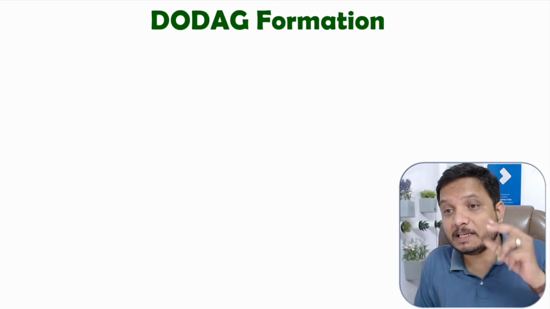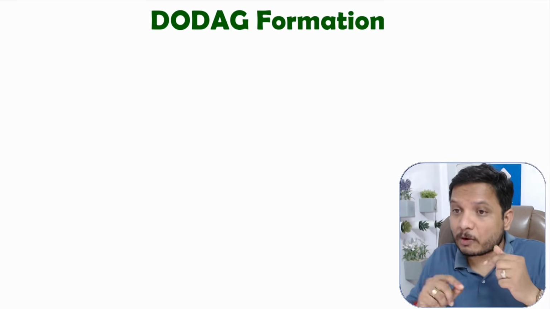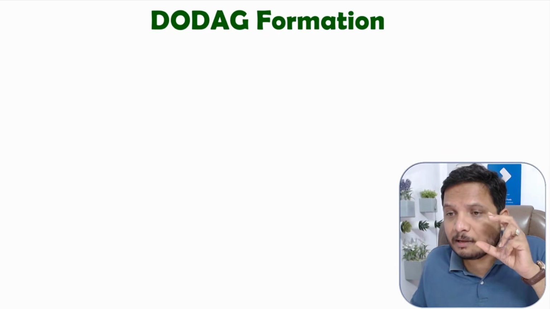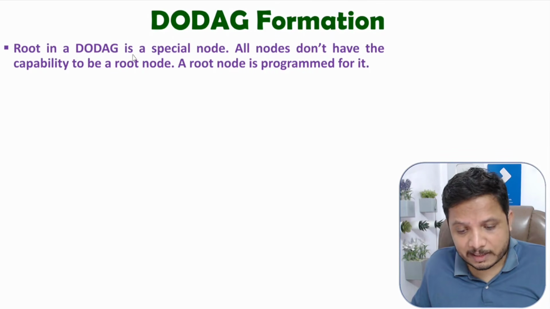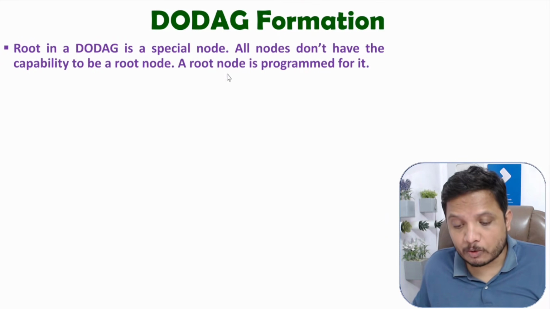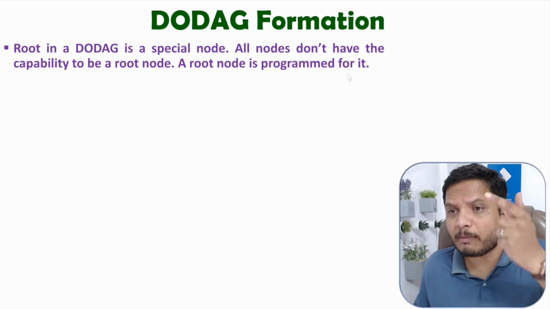DODAG formation is initiated by the root node. The reason is the root node is a special node in a DODAG network. The root node holds the DODAG ID. Other nodes cannot have a DODAG ID. So one should know the root node is a special node which has the DODAG ID, and the beginning of formation of the DODAG network is initiated by the root node, right? So the root in DODAG is a special node. All nodes don't have the capabilities to be a root node. A root node is programmed for it, right? So DODAG formation begins with the root node.